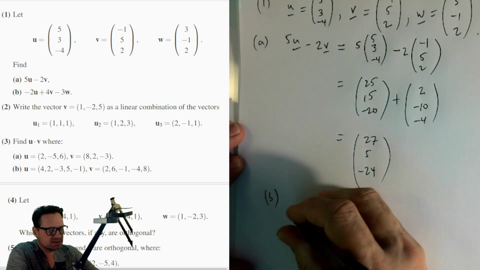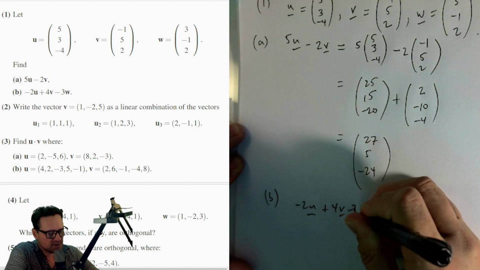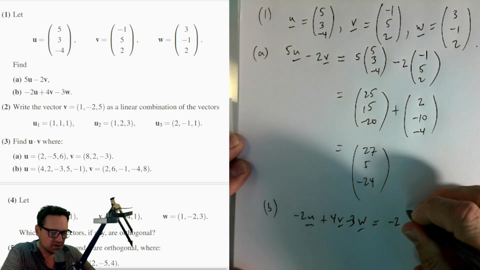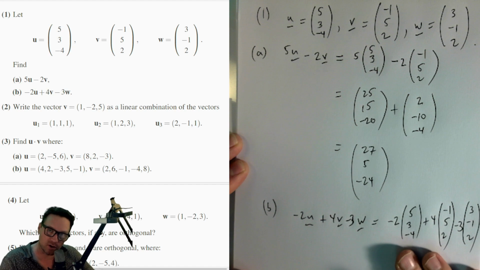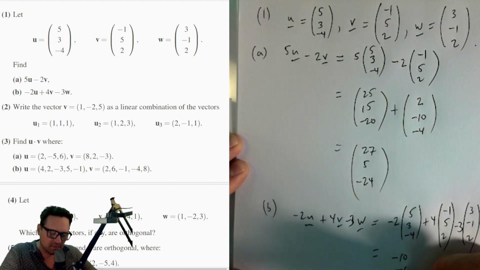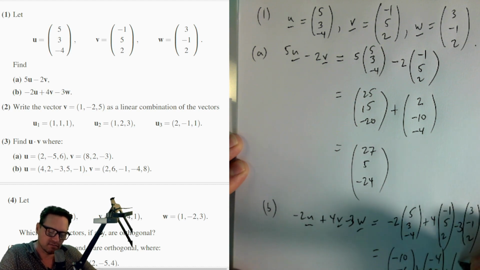Calculate -2u plus 4v minus 3w. So similar here. So we have -2u plus 4v minus 3w. Okay, so we multiply those scalars in and then we add the result. (-10, -6, 8) plus (-4, 20, 8) plus (-9, 3, -6).